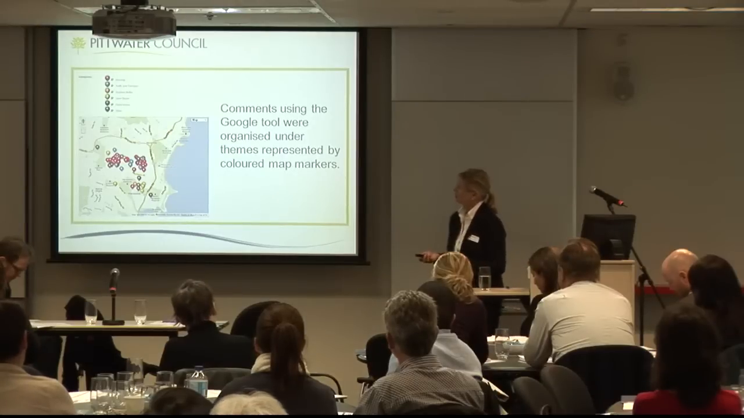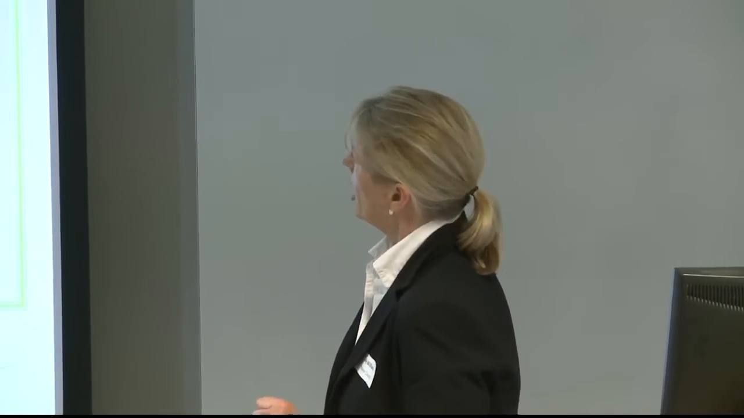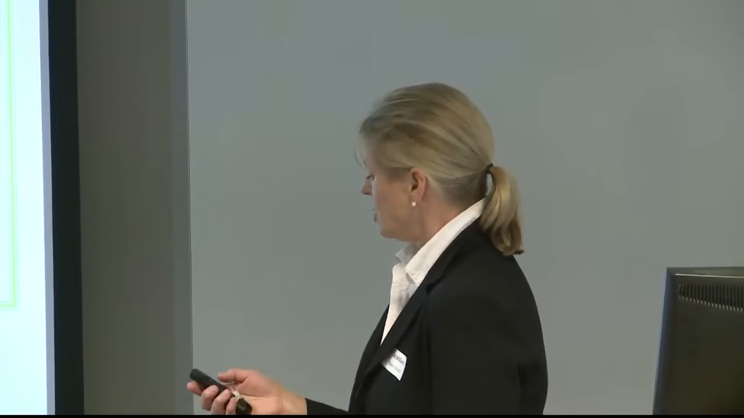And basically people made their comment via a form, and it would then appear on the map as a little coloured map marker, as you can see. And these were organised under those themes. So when people commented, their map marker reflected the theme that they were talking about.